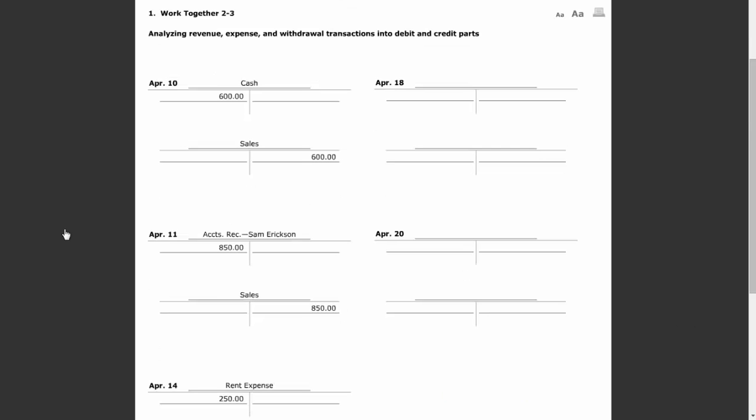18th. Receive cash and account from Sam Erickson. Alyssa, what are my two accounts? You have cash and accounts receivable of Sam Erickson. Excellent. Which account should we work on first? Well, you can pick it. Cash. What is the classification of cash? Asset. Normal balance.